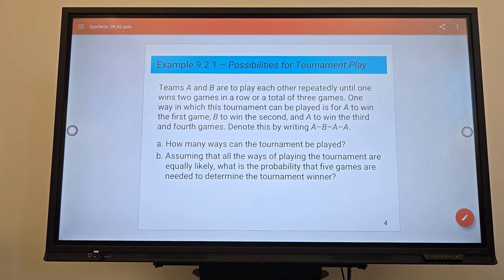Teams A and B are to play each other repeatedly until one wins 2 games in a row, or a total of 3 games. One way in which this tournament can be played is for A to win the first game, B to win the second, and A to win the third and fourth games. How many ways can the tournament be played? And assuming that all the ways of playing the tournament are equally likely, what is the probability that 5 games are needed to determine the tournament winner?